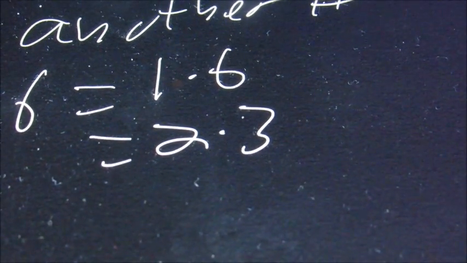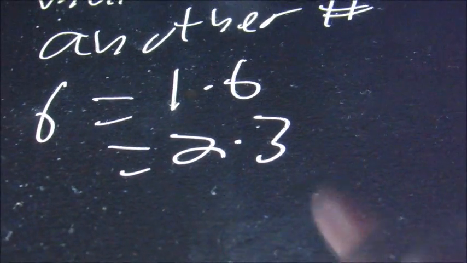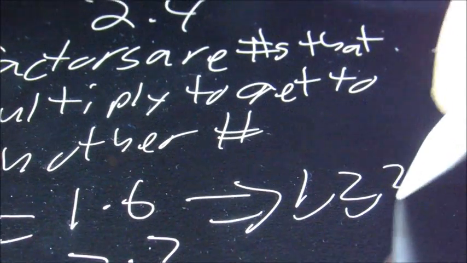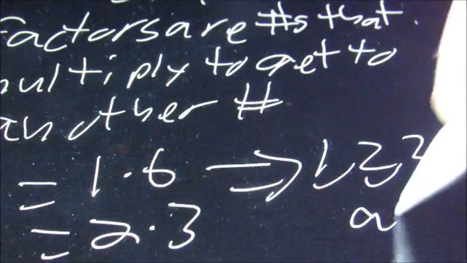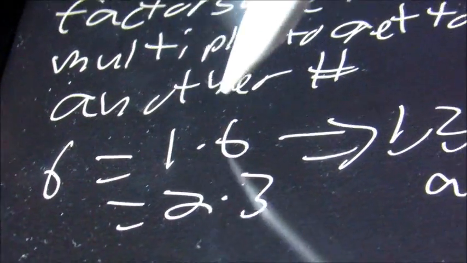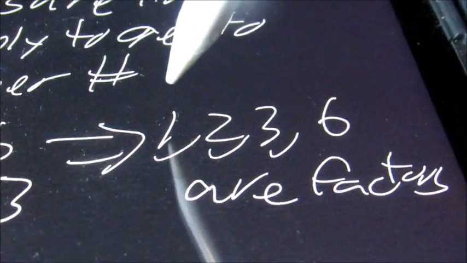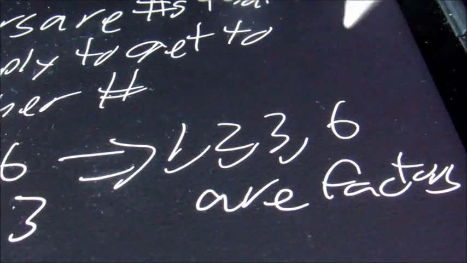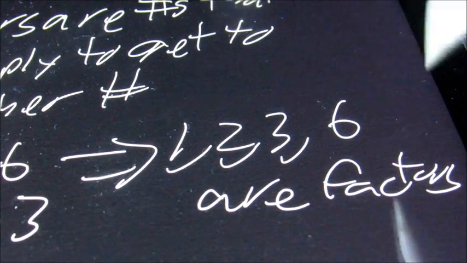4 won't go into 6, neither will 5. So here, what we can say is that 1, 2, 3, and 6 are all factors of 6. Because it's 1 times 6, so those are two factors, or 2 times 3. But if we want to do all the factors, we just can put them in numerical order here. So 1, 2, 3, and 6.